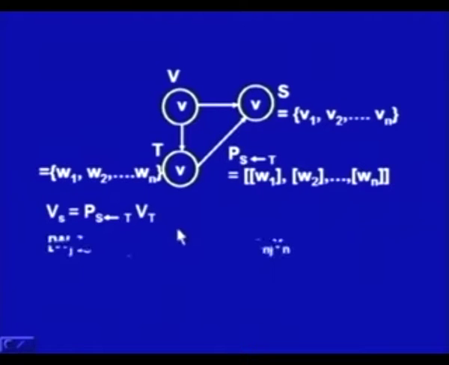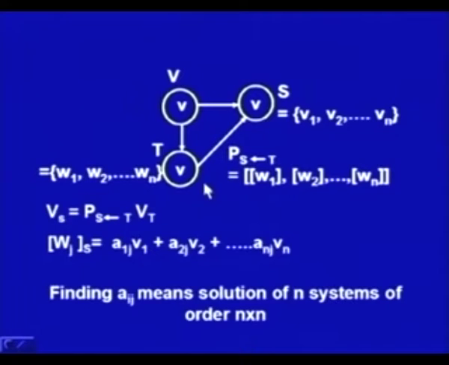This matrix is called the transition matrix from T to S. Now to illustrate this, we have to find out Aij. What is Aij? Aij is a typical element of this matrix. Now to get Aij, we have to solve n systems of order n by n. So let me illustrate this with an example.